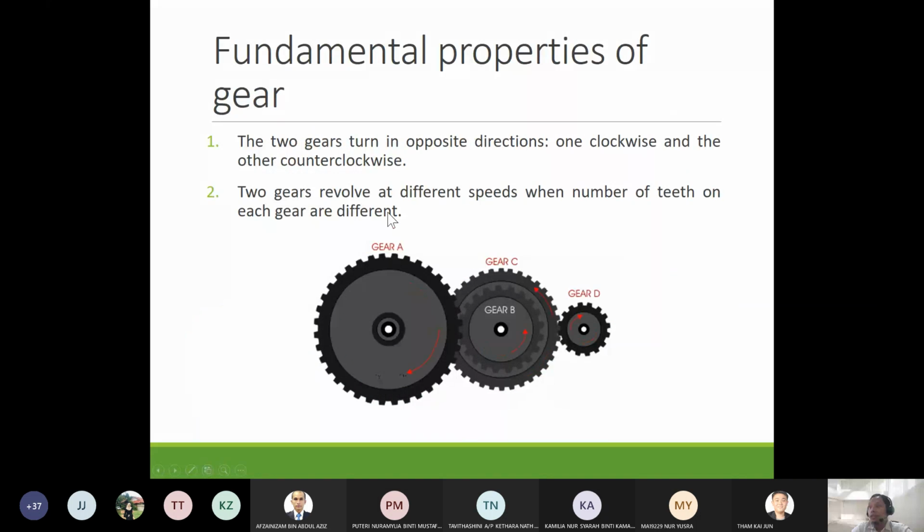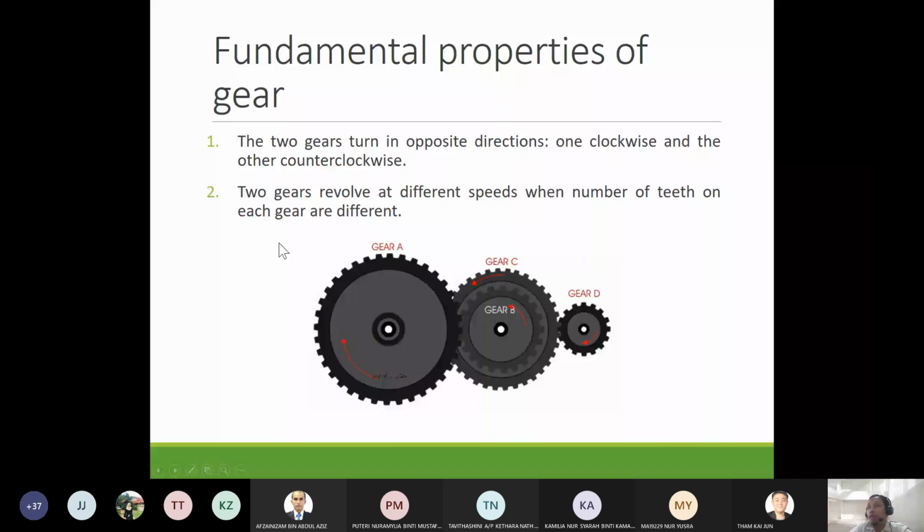So before we can go into detail about deriving systems with gears, we need to understand the properties of gears. The two gears turn in opposite directions. As I said just now, if one gear rotates clockwise, then the neighboring gear will rotate counterclockwise. Then two gears revolve at different speeds depending on the number of teeth on each gear. Usually the bigger gear will rotate slower compared to the smaller gear. Later we'll see the formula.